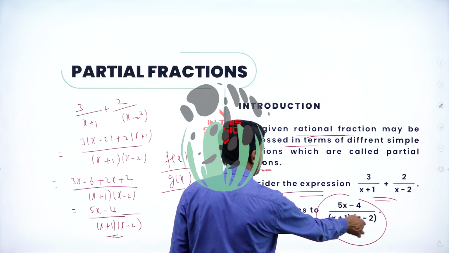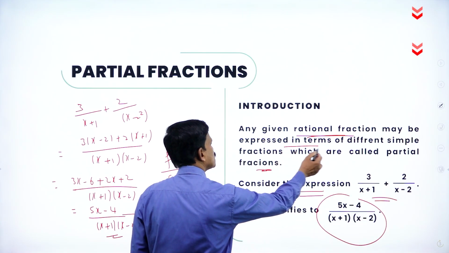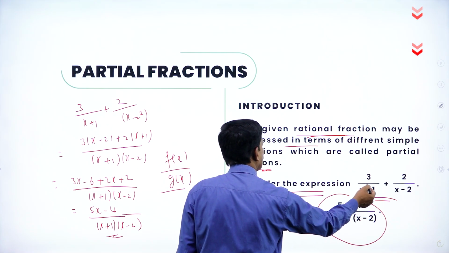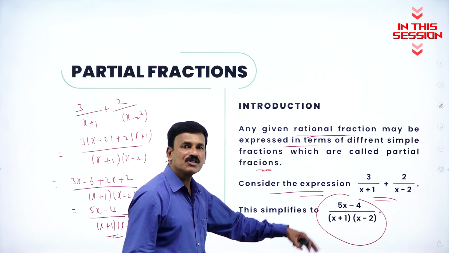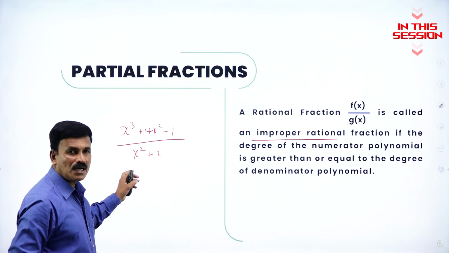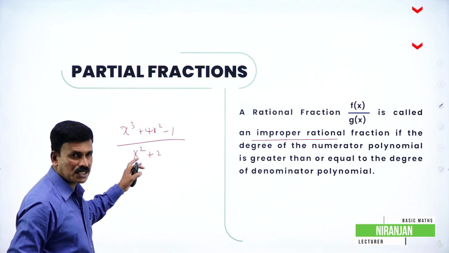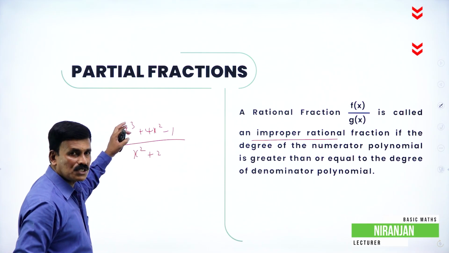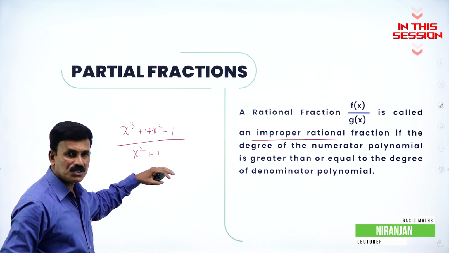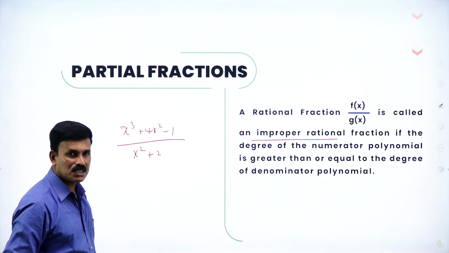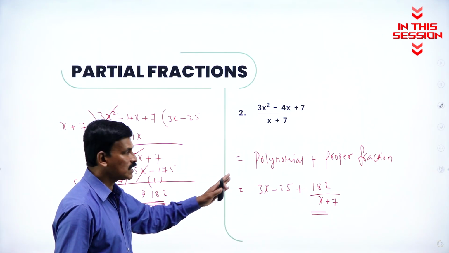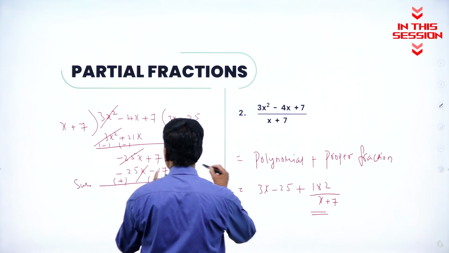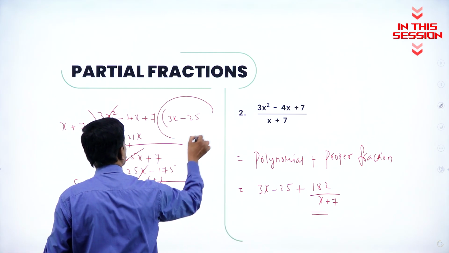This given rational fraction may be expressed in terms of different simple fractions, that is 3 by x plus 1 plus 2 by x minus 1, which is called resolving into partial fractions. The degree of the numerator is 3 and the degree of the denominator is 2 for x. Therefore the degree of x in the numerator is greater than the degree of x in the denominator. Therefore this is an example of an improper fraction. This improper fraction can be expressed as a sum of a polynomial. What is a polynomial here? This is the polynomial.